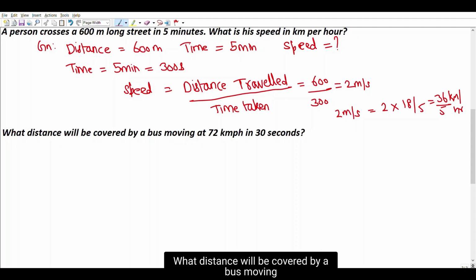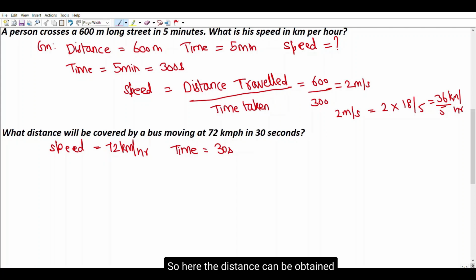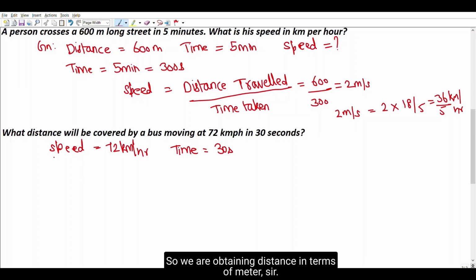What distance will be covered by a bus moving at 72 km per hour in 30 seconds? So it is given that speed is equal to 72 km per hour and time is equal to 30 seconds. So here the distance can be obtained either in meter or in kilometer. So we are obtaining distance in terms of meter itself.